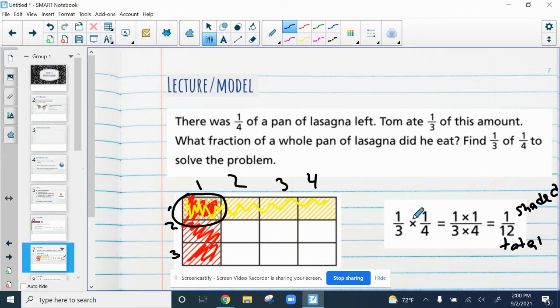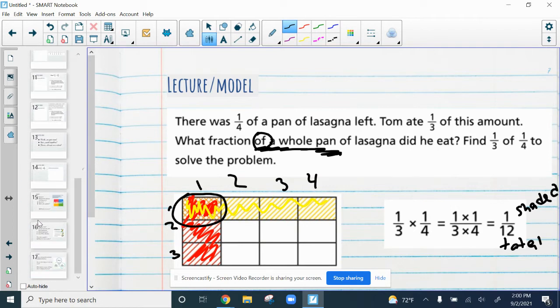And as you can see here, we can also do that by saying 1/3 times 1/4. 1 times 1 is 1, 3 times 4 is 12. I also want to point out that this is multiplication because we have of a whole pan. This word "of" is going to be very, very important. Of always means multiply, no matter what. If you're taking a piece of something, you're going to be multiplying.